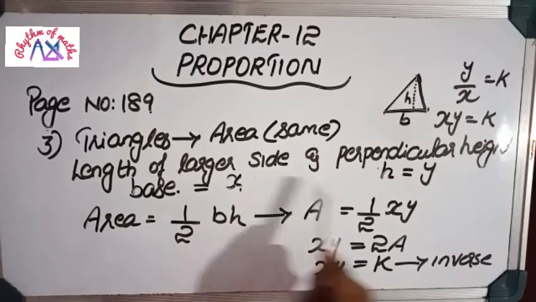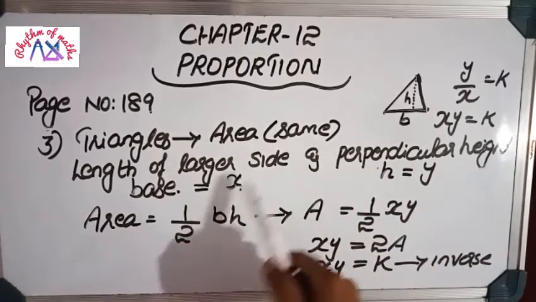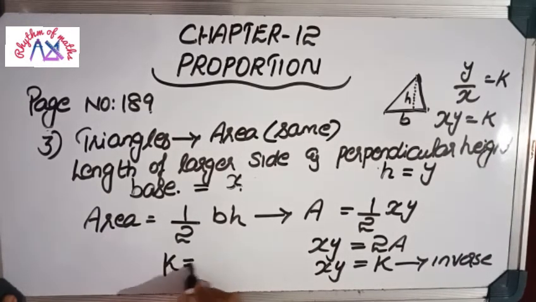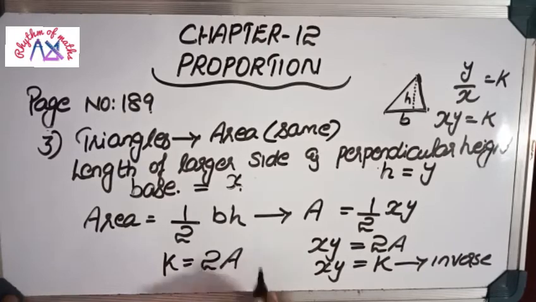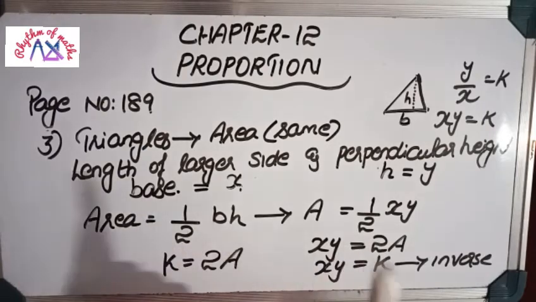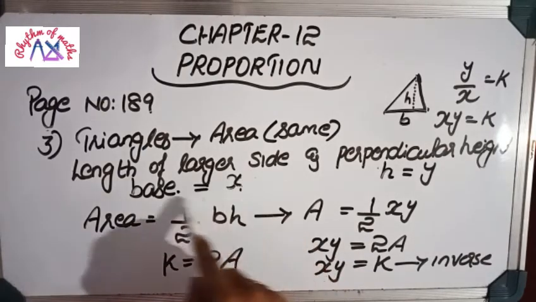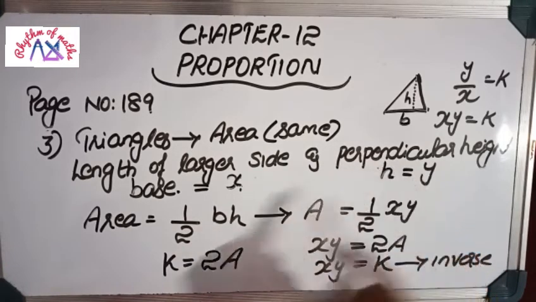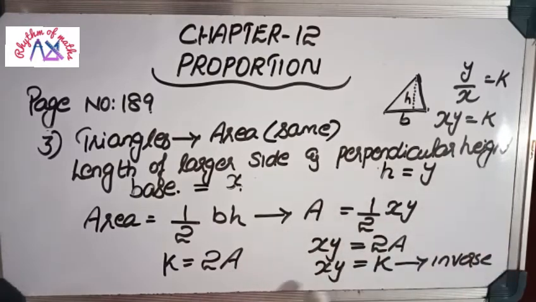The length of the larger side and perpendicular height of a triangle with the same area are in inverse proportion. And what is the constant of proportionality? k. k equals 2 times area. 2 times area will be the constant of proportionality. For all the triangles, if we multiply the length, that means the base and height, you will get double the area as the answer. That is the problem.